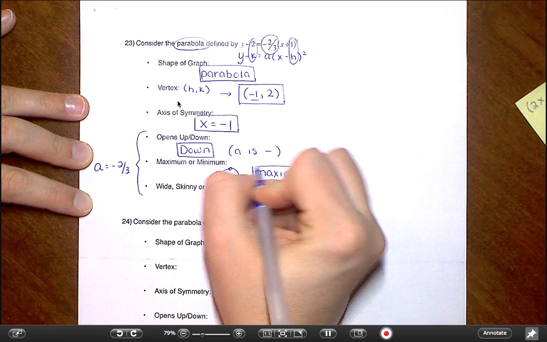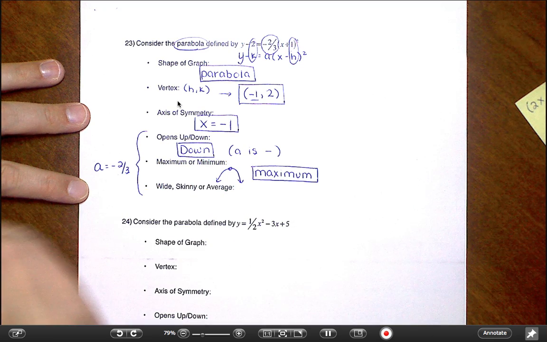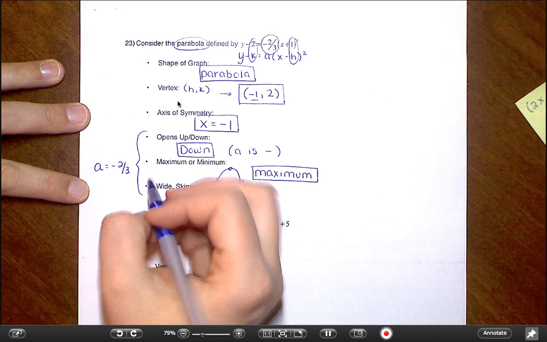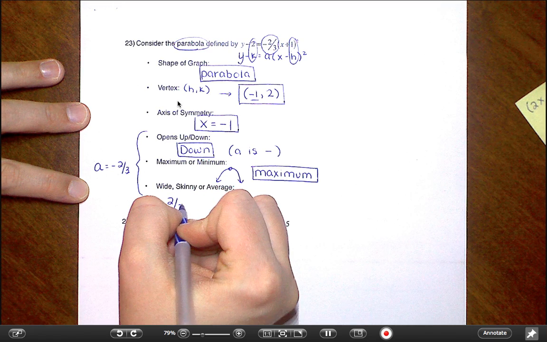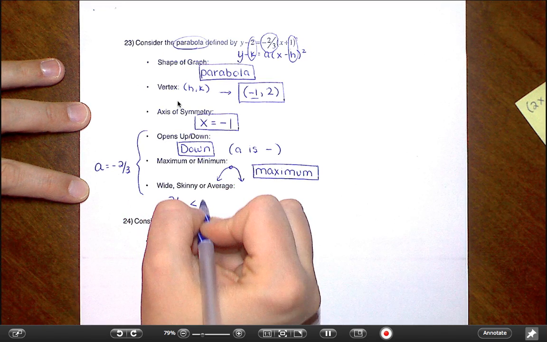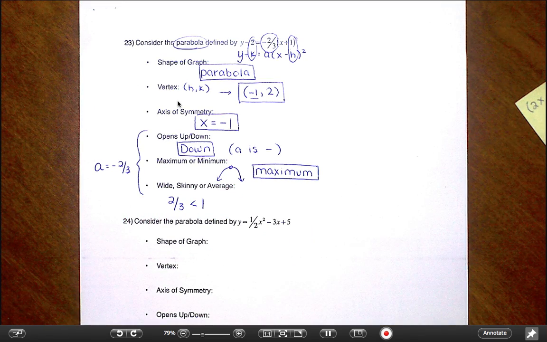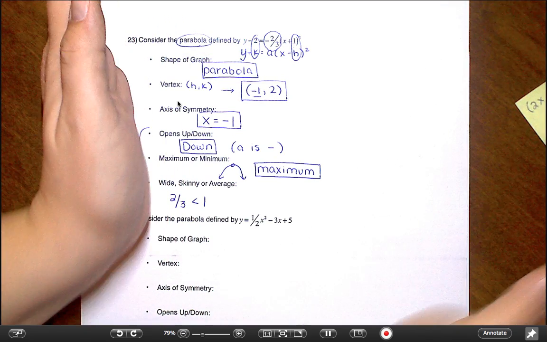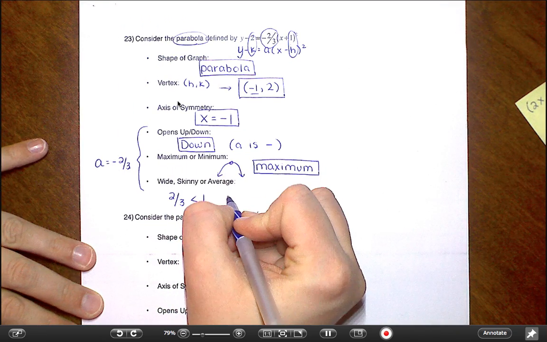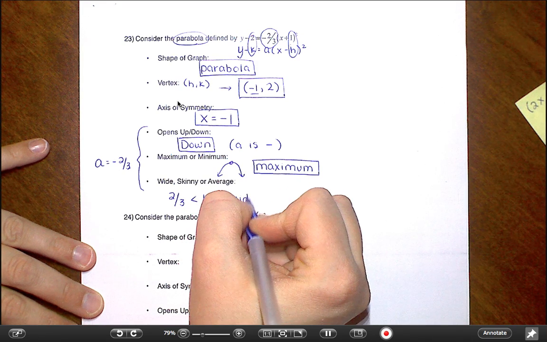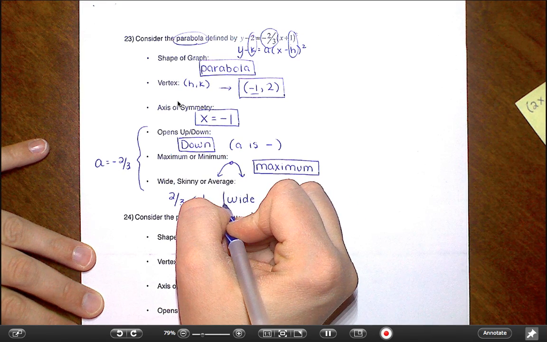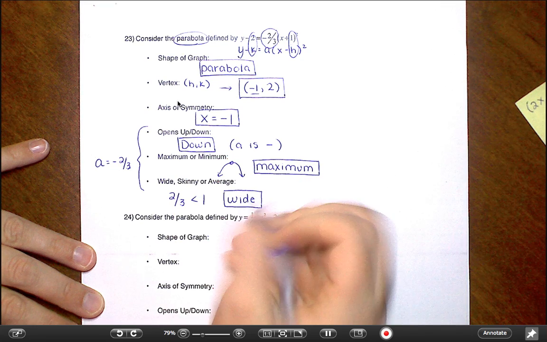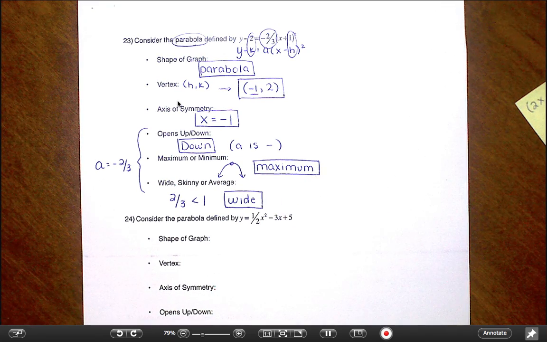And then for wide and skinny, we look at the a value, but we ignore the negative sign. So we're really just looking at 2/3. And 2/3 is smaller than 1. So that means that we're growing slower than an average parabola would. And if we're growing slower, we're going to tend to kind of move out to the side a little wider than we normally would. So this is going to be wide. Anything smaller than 1, but not negatives, like decimals, fractions, things like that, that's going to be wider than average.